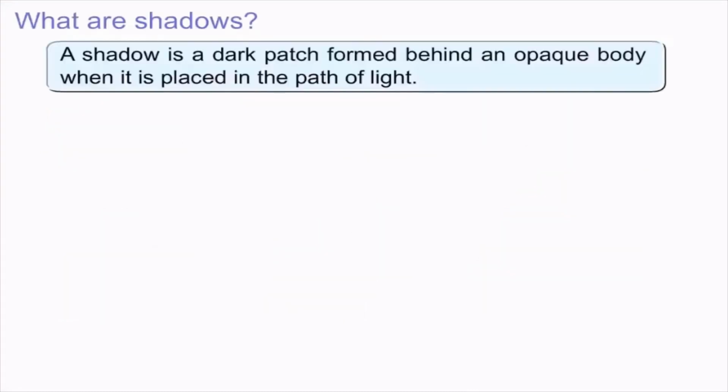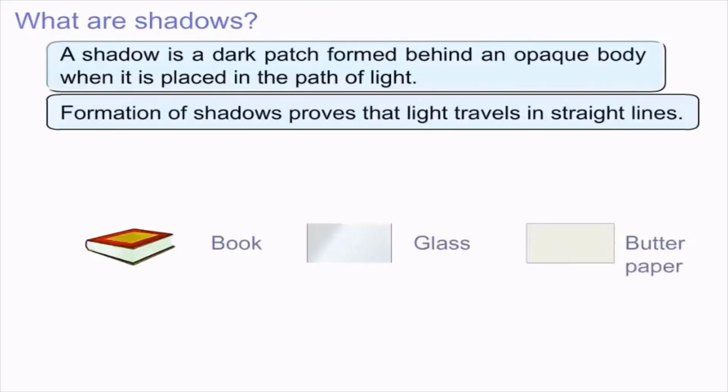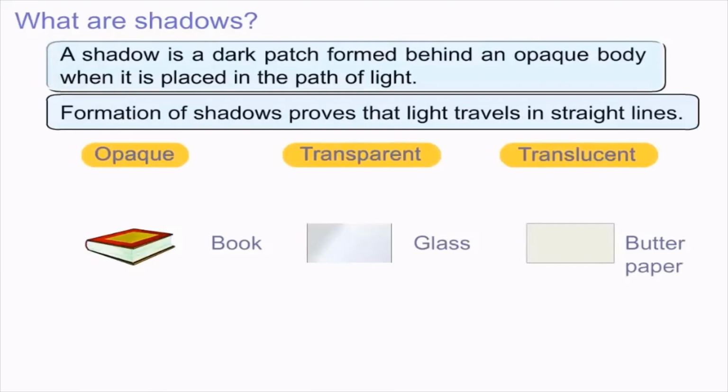A shadow is a dark patch formed behind an opaque body when it is placed in the path of light. Formation of shadows proves that light travels in straight lines. All objects do not block light. Observe the shadow formed by opaque, transparent, and translucent objects.